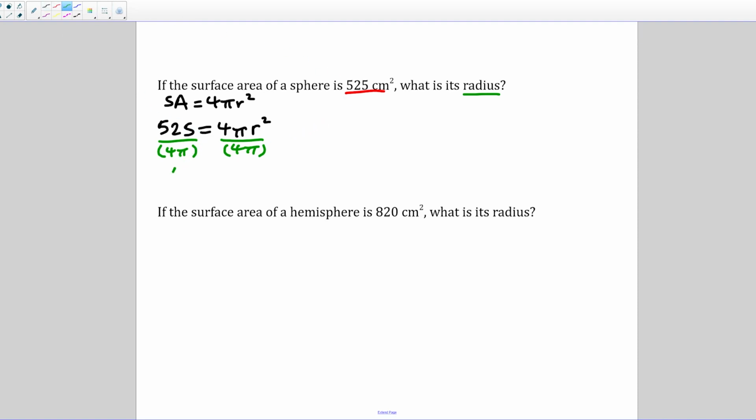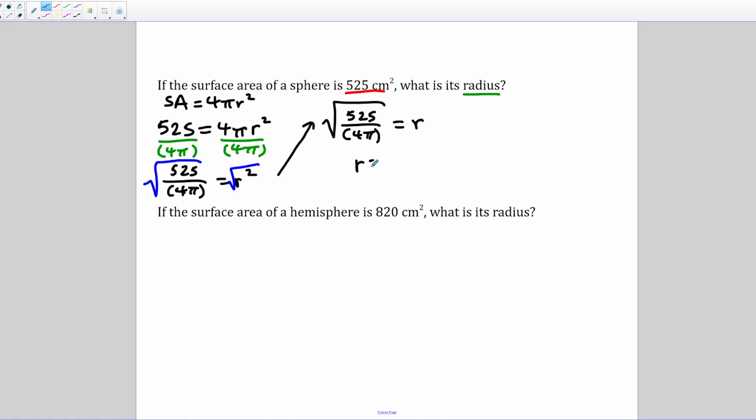And this leaves me with 525, and maybe I'll do that in black. So 525 divided by 4 pi is equal to r squared. So what I need to do to get that r squared by itself is just to square root both sides. So I can square root both sides and I end up with the square root of 525 divided by 4 pi is equal to r.